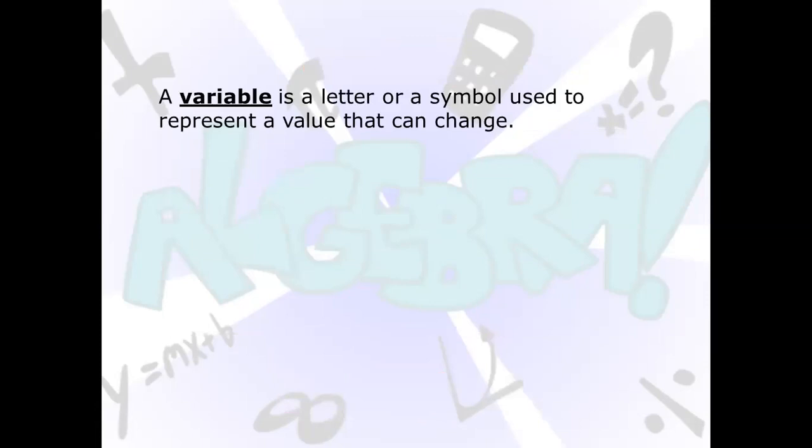So a variable is a letter or a symbol used to represent a value that can change. So we all know very well that a variable is a letter. Okay, it can stand for any letter from A to Z, or a symbol. For example, it can stand for a blank, or it can stand for a star, or any symbol, used to represent a value. So it represents a value, it represents a number in fact, but it can change.